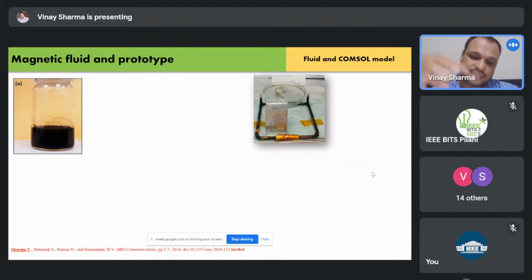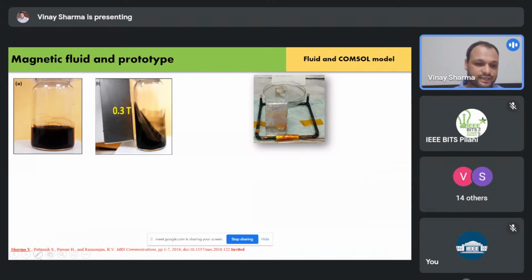So once I chose the material, once I created the nanomaterial out of it, then I had to create a prototype of it. So how did I create a prototype? I created magnetic nanofluids out of this. So this is how I created magnetic nanofluids. I used some chemical methods and some surfactants to stabilize those particles inside some fluid carriers, and then I created it.